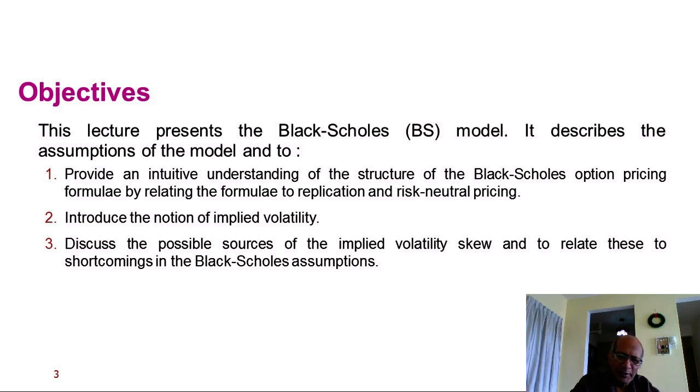Well, this lecture presents the Black-Scholes model. It describes the assumptions in the model and provides an intuitive understanding of the structure of the Black-Scholes option pricing model itself, relating the formula to replication and risk neutral pricing. This involves both replication of the underlying asset with some cash and the risk neutral probability that it will be exercised. We also introduce the notion of implied volatility, and discuss the possible sources of implied volatility, its skewness, and relate these to shortcomings in the Black-Scholes assumptions.